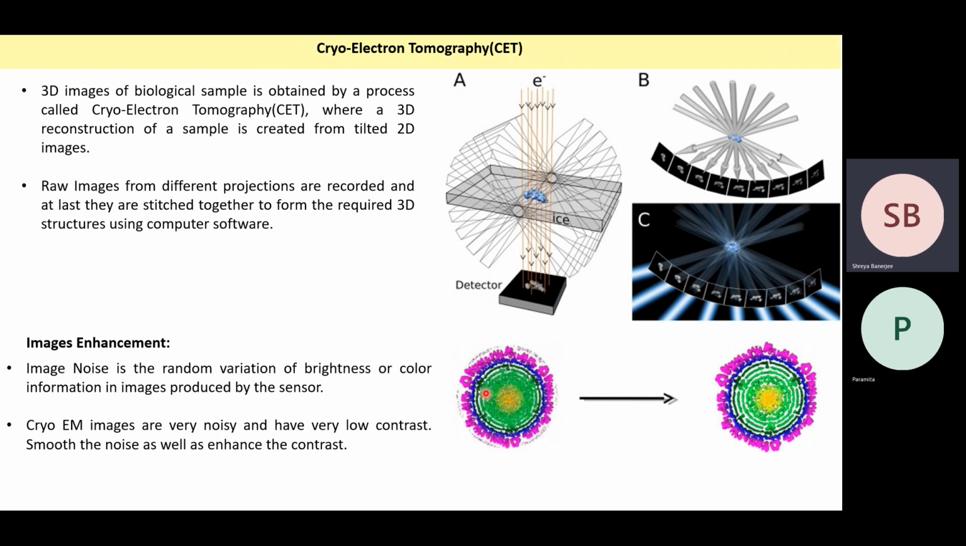So suppose this green area appears as a single blurred area. Image enhancement will show the different parts within this area, that it is divided into different concentric circles. So this image enhancement is done to smooth the noise as well as to enhance the contrast.